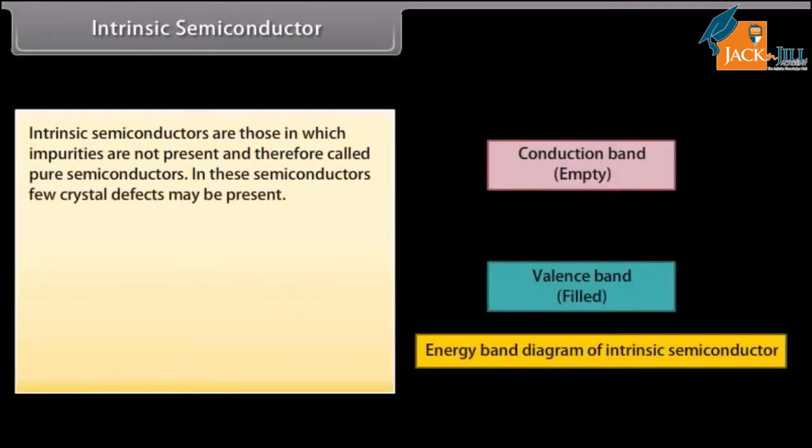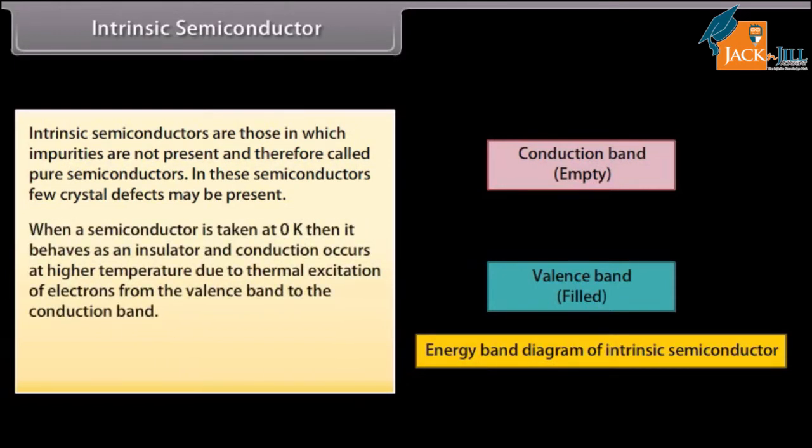Intrinsic semiconductor. Intrinsic semiconductors are those in which impurities are not present and therefore are called pure semiconductors. In these semiconductors, a few crystal defects may be present. When a semiconductor is taken to 0 Kelvin, it behaves as an insulator and conduction occurs at higher temperature due to thermal excitation of electrons from the valence band to the conduction band. For example, germanium and silicon.